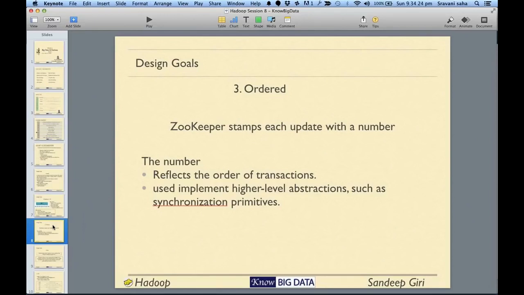To keep everything ordered means synchronization. ZooKeeper stamps each update with a number, and the number reflects the order of transactions. So every time you update something in ZooKeeper, it gives it a number, so that one number and another number are always ordered, and hence this ordered access or synchronization is strongly implemented.